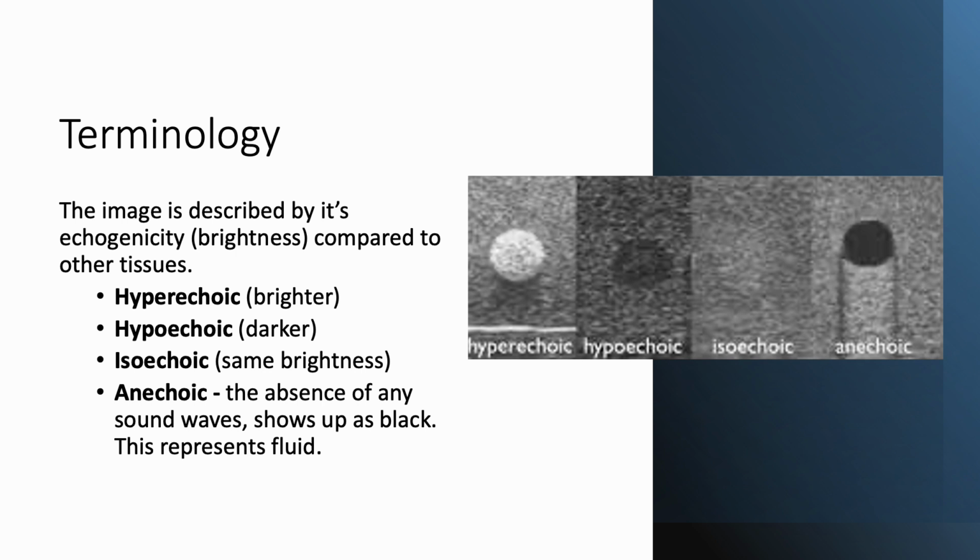And if something is anechoic, that is the absence of any sound wave or echo off a structure, it shows up as black. So the absence of any sort of echo is anechoic. And if you were to describe the urine in a bladder, it would be anechoic because it's just black. So echogenicity is another language that you need to be aware of.